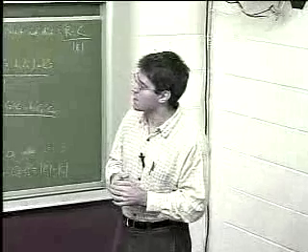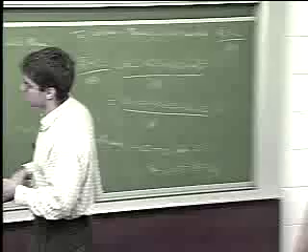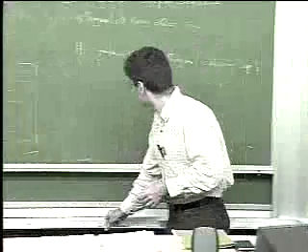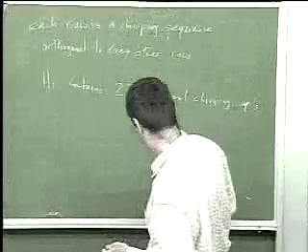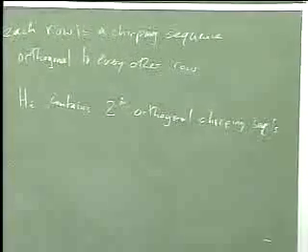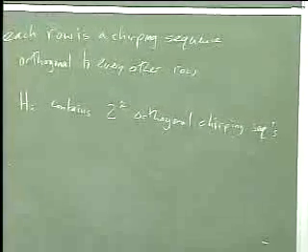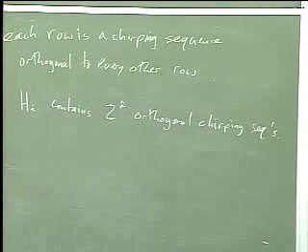So there are 2 to the i orthogonal sequences. Right, there's 2 to the i rows. So it doubles each time.